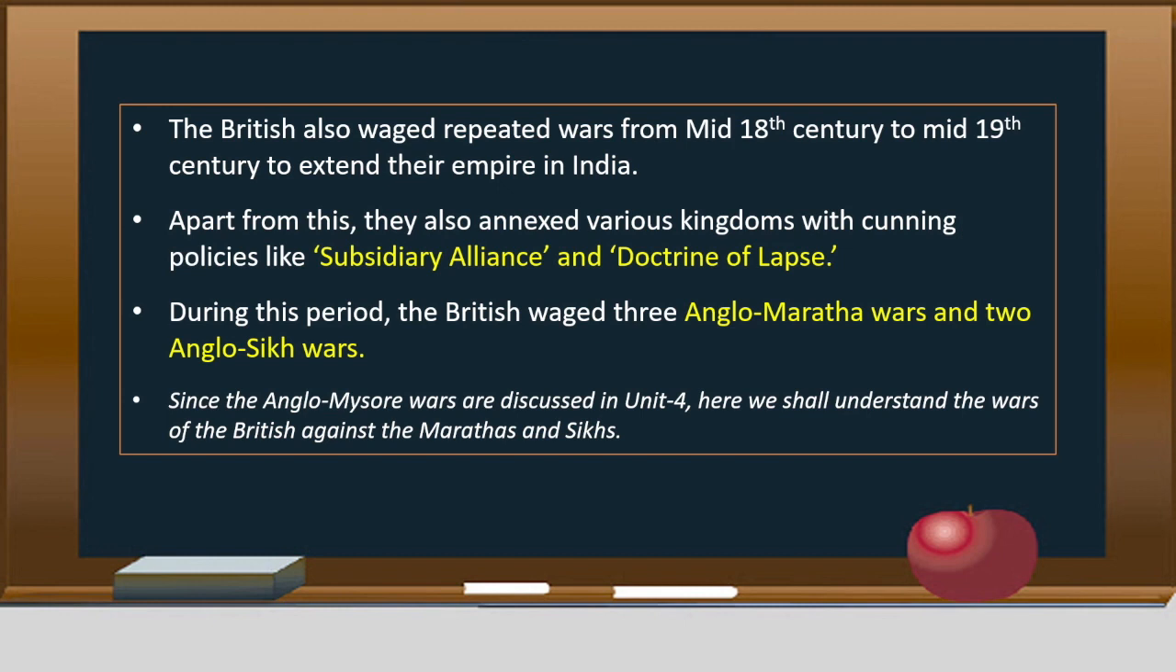The British also waged repeated wars from the middle of the 18th century to the middle of the 19th century in order to extend their empire in India. Apart from waging war against the Indian rulers, they also annexed various kingdoms. They were also able to take control over various kingdoms with their cunning policies, such as the doctrine of subsidiary alliance and the doctrine of lapse.